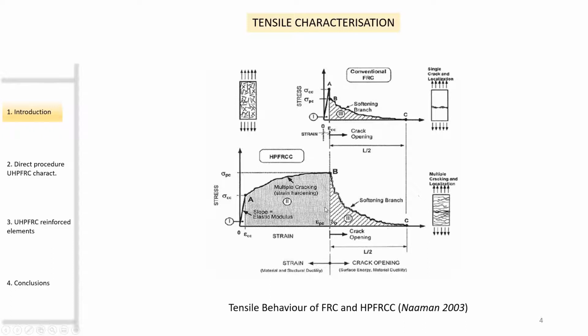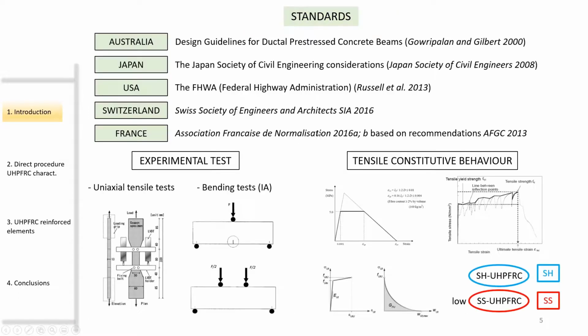If we compare the constitutive behavior of UHPFRC to conventional fiber reinforced concrete, we can see that the characteristic volumetric energy of UHPFRC is usually neglected for fiber reinforced concrete. If we see how UHPFRC is characterized in the main standards worldwide, we can see that the tensile constitutive behavior is proposed by means of a stress-strain or stress-crack opening relationship with elastic and perfect plastic behavior, strain hardening, even low strain softening for the stress-strain part.